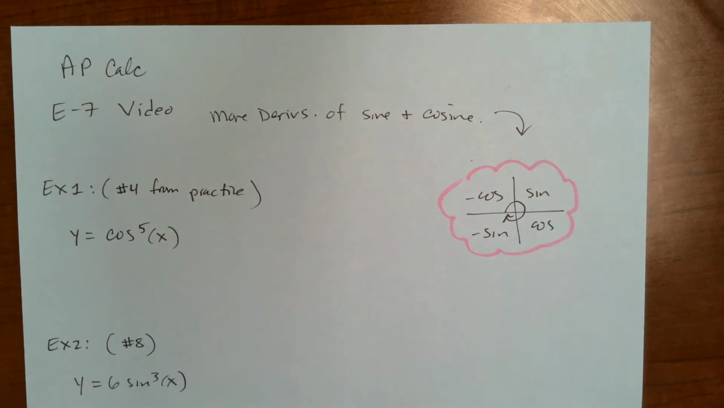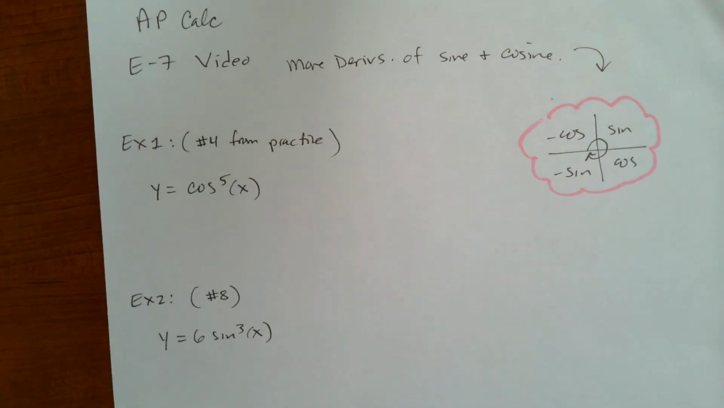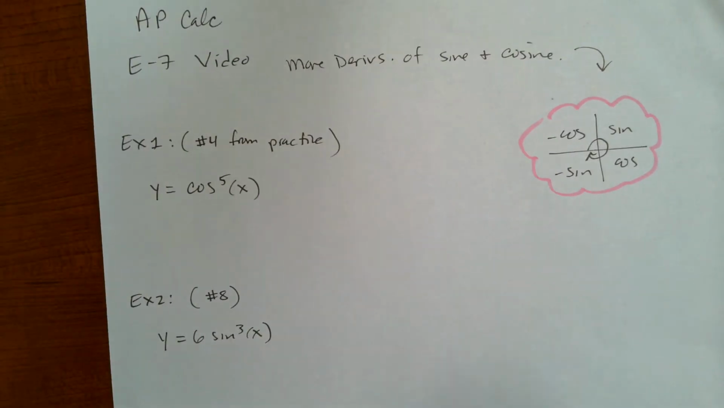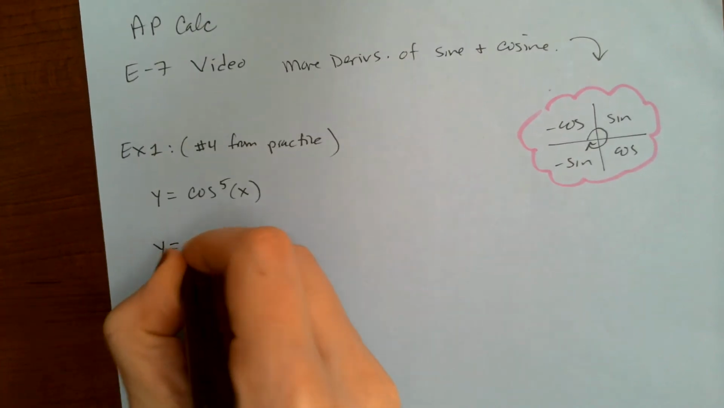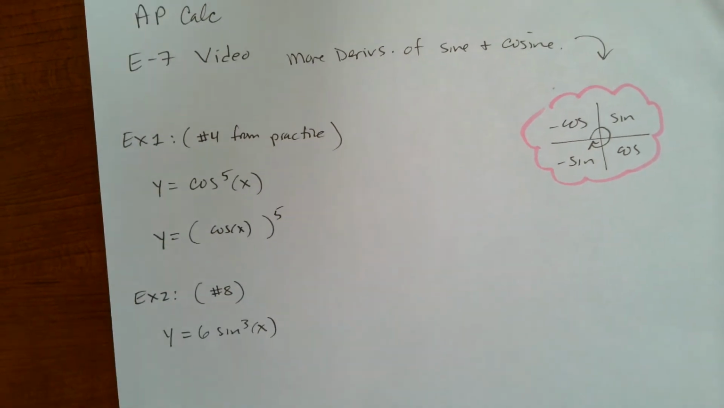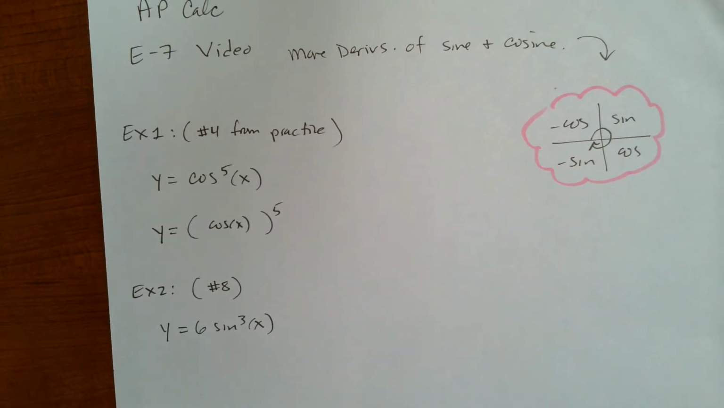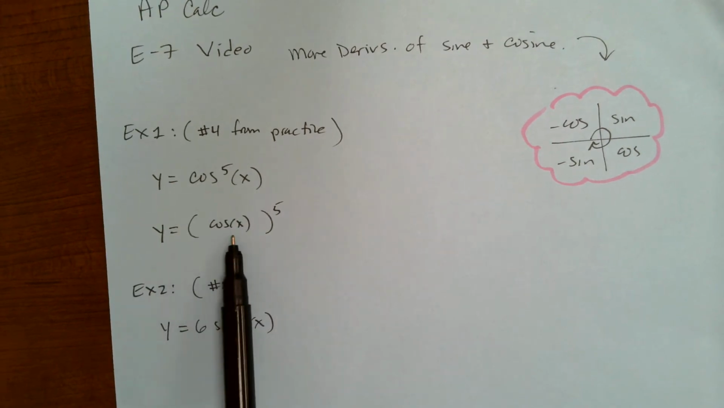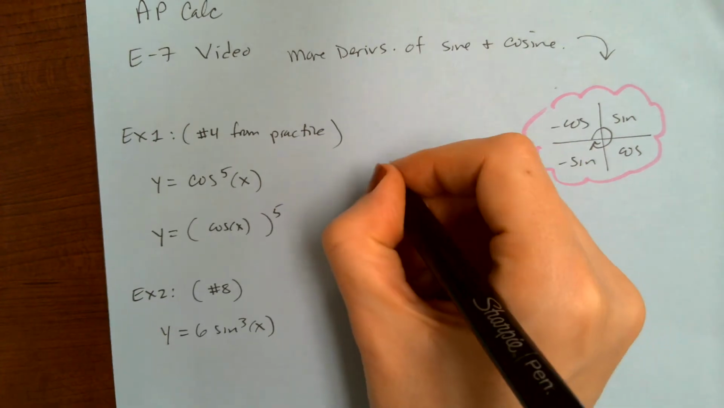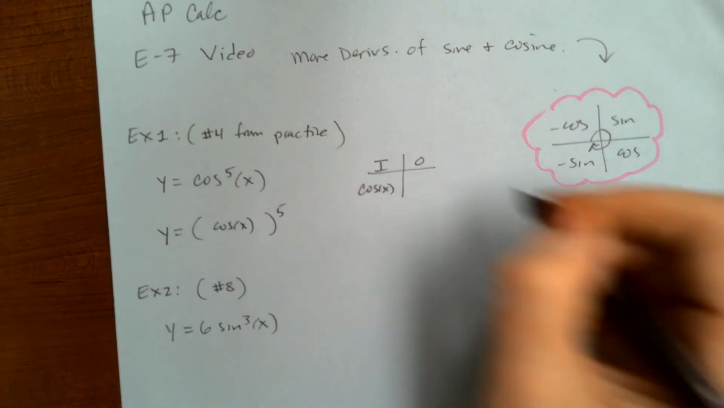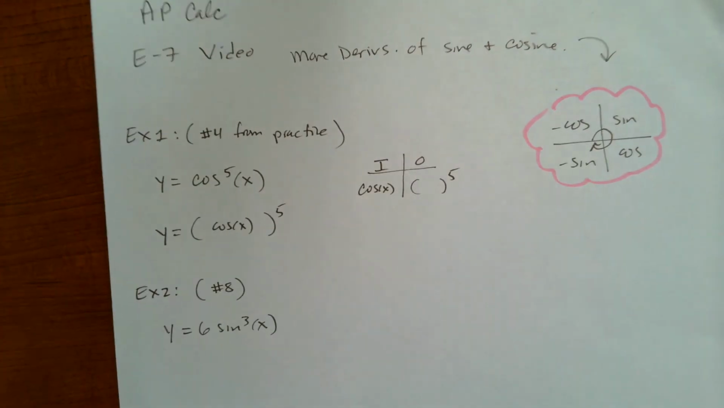Okay, so we're going to do some examples. We want to take the derivative of cosine to the 5th of x. The first thing we want to do is convert it to cosine of x to the 5th. To take the derivative of this, guys, we're going to have to use chain rule, because inside the parentheses we have cosine of x. So that is the inside function. So in, out: inside, we have cosine of x. Outside, we have blank to the 5th.